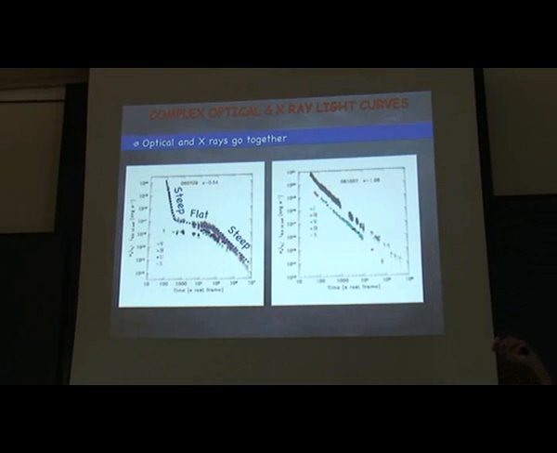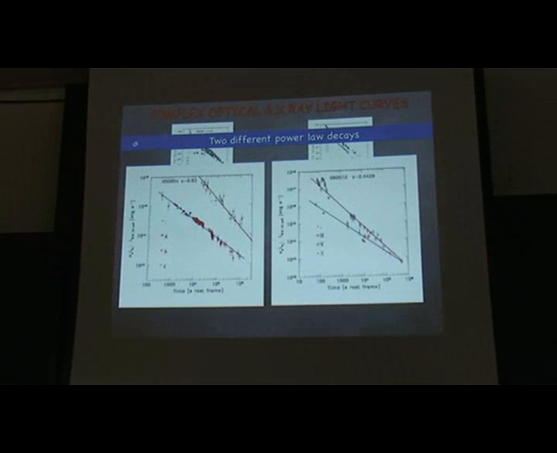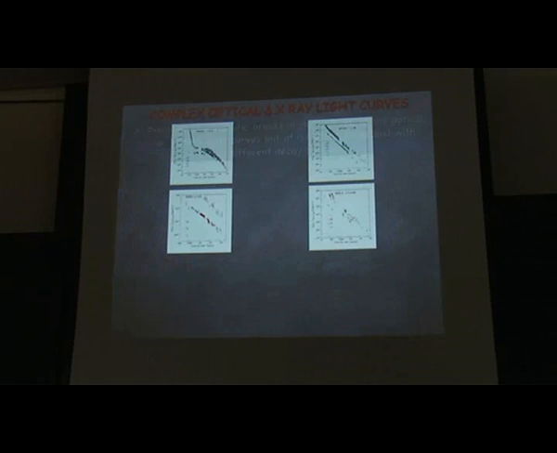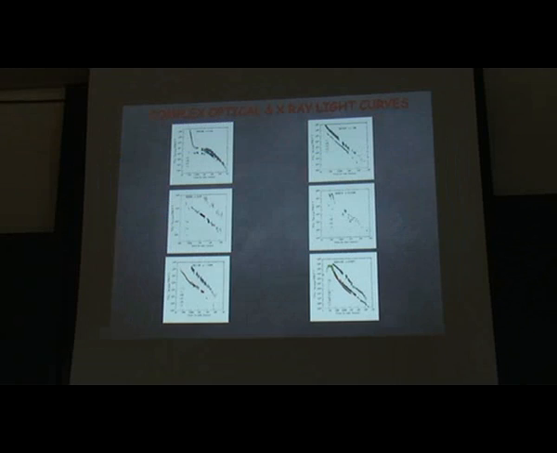We sometimes have that the optical and the X-ray go together with almost parallel light curves. In other cases, we have quite simple power law behavior in the optical and the X-ray, but with different decay indices. But in a quite large number of cases, we simply have different optical and X-ray temporal evolution with the presence of chromatic breaks and different temporal indices. This complex scenario triggered the interest of a lot of groups that tried to explain the nature of these findings.